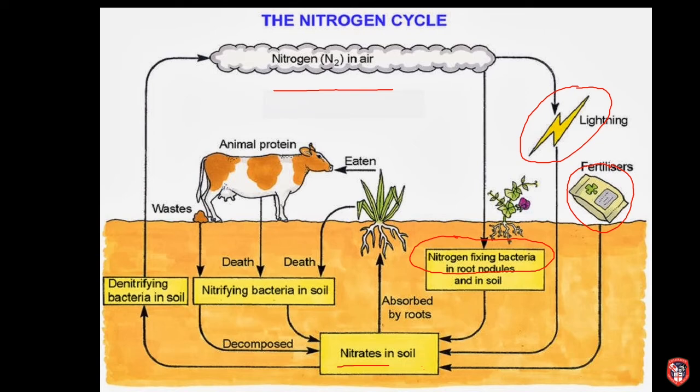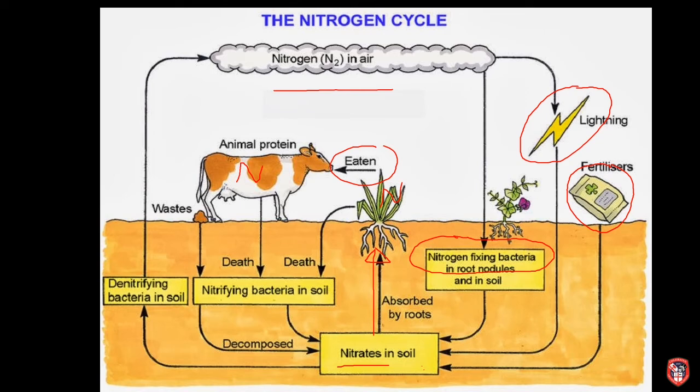The plants will absorb the nitrates through the roots. That happens by a process called active transport, also called active uptake. So nitrates get absorbed into the plants, and those nitrates will get converted into a plant protein. So we've got these nitrogen-containing compounds created by the plant. Then of course animals eat the plants, and that gets converted into animal protein. So they can now contain substances which contain nitrogen.